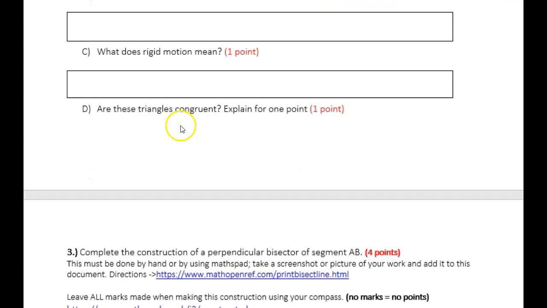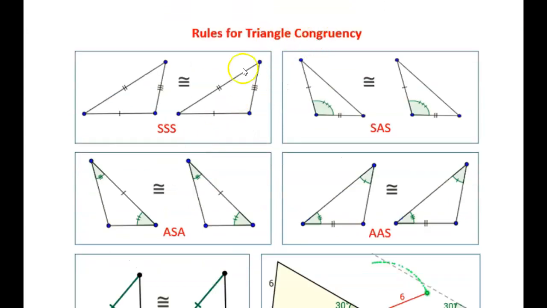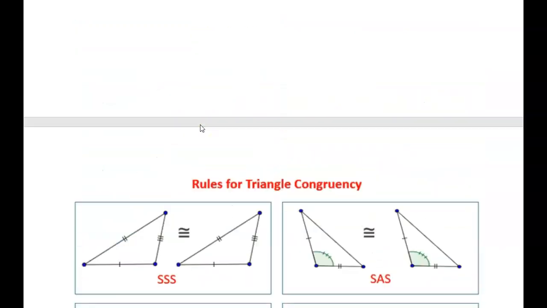So at the bottom of the document, I'll scroll all the way down, you can see rules for triangle congruency. And just for example, this first one, this side is congruent to this side, this is congruent to this, and this side is congruent to this. Therefore, these two triangles are congruent by the side, side, side postulate. So that's an example. So you've got this listed at the bottom of your document.